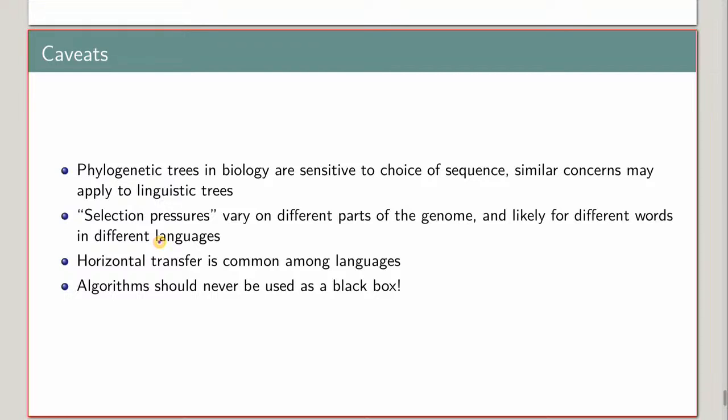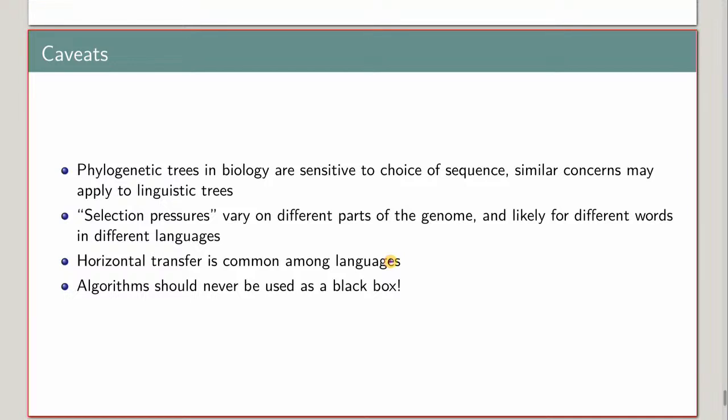In biology, we know that different parts of the genome evolve at different rates because of selection pressures. So some genes are highly conserved from yeast to humans, and other genes just vary a lot. So likely it's true for different words in different languages too. And there may be some cultural context, like in some cultures, certain words may be more important and more fixed. In other cultures, it may be a different set of words. And as I said, horizontal transfer is common.